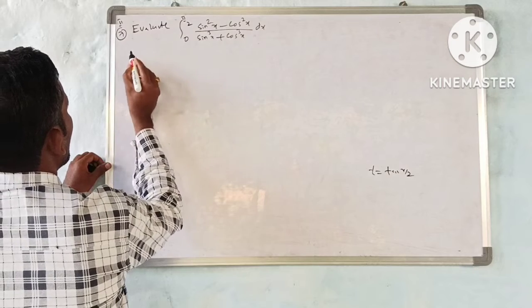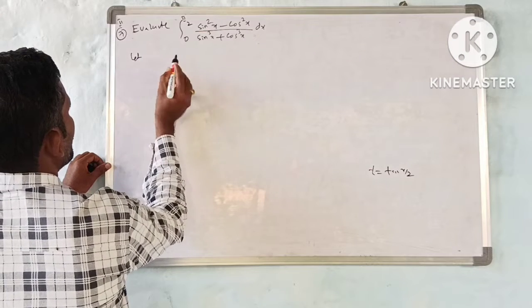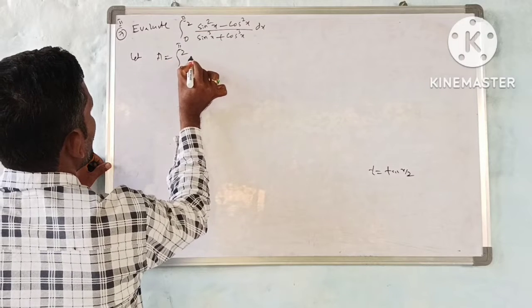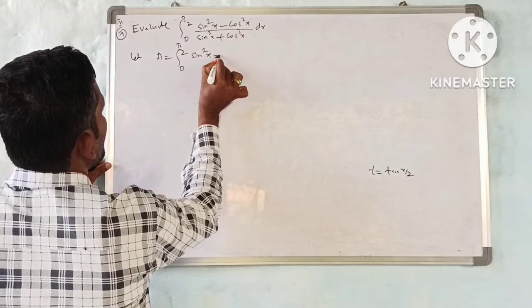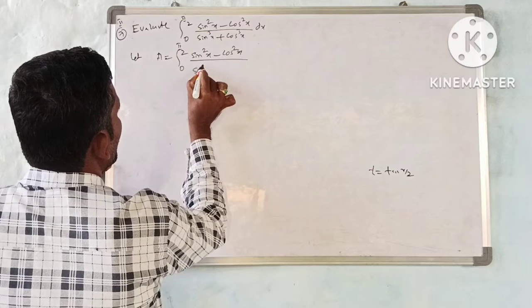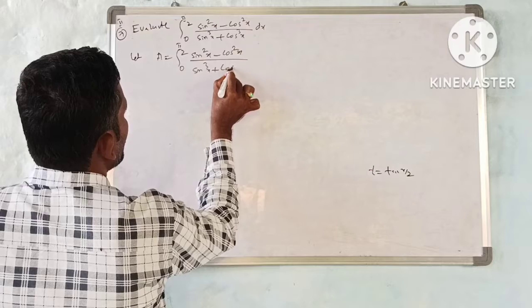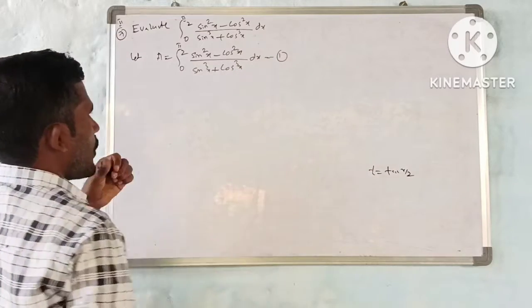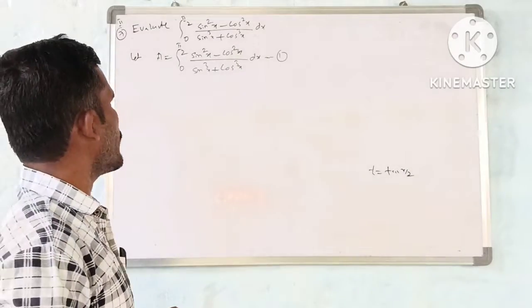So going to solve, first I am taking what is given. Let a equal to the integral from 0 to pi by 2 of (sin square x minus cos square x) all by (sin cube x plus cos cube x). For our convenience I am taking this as 1.